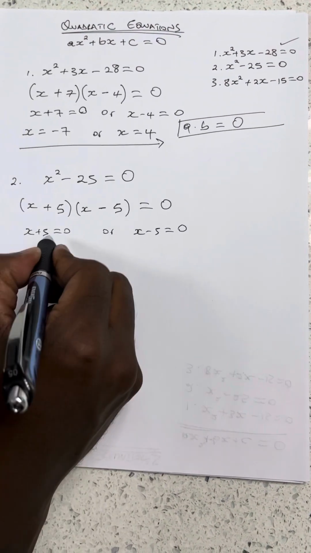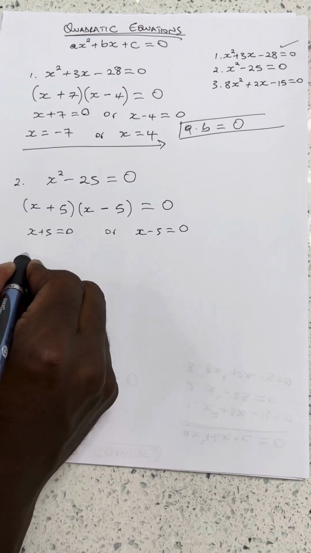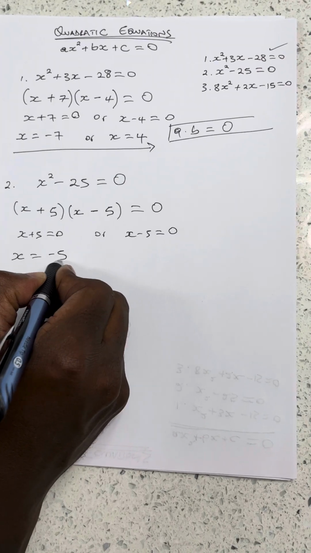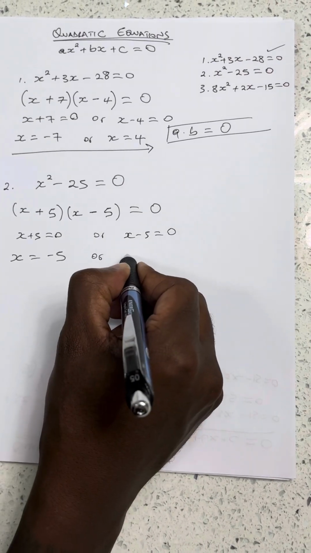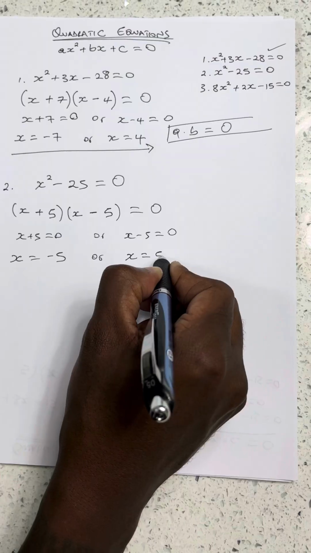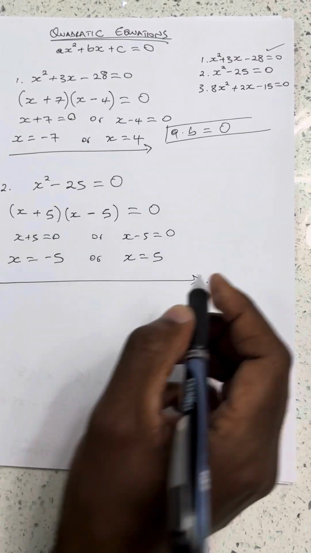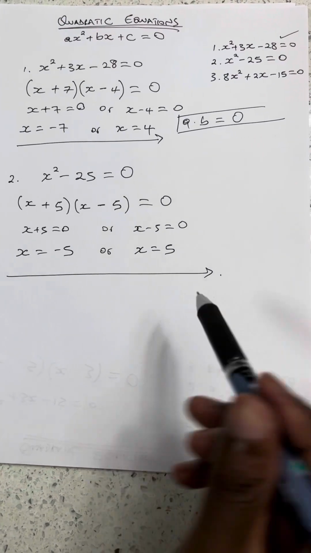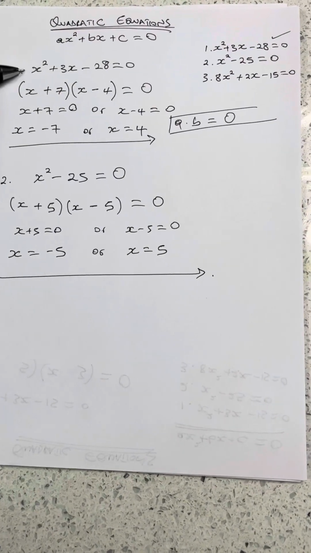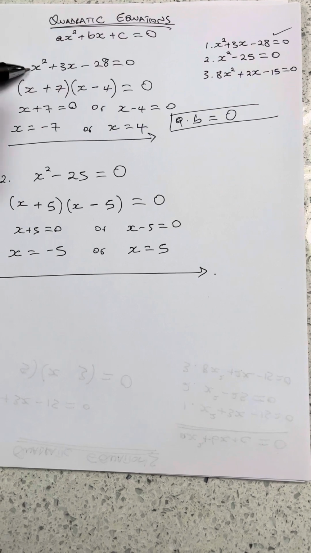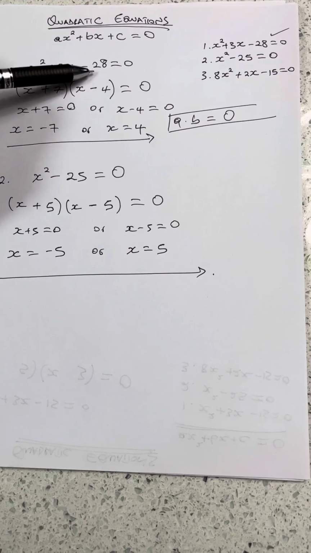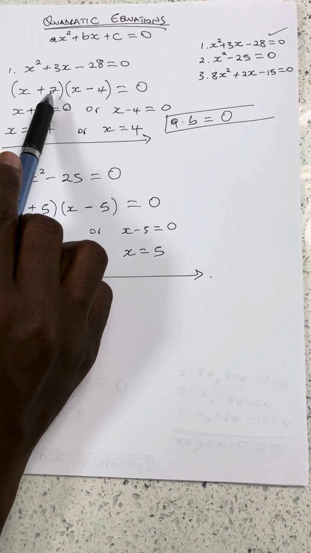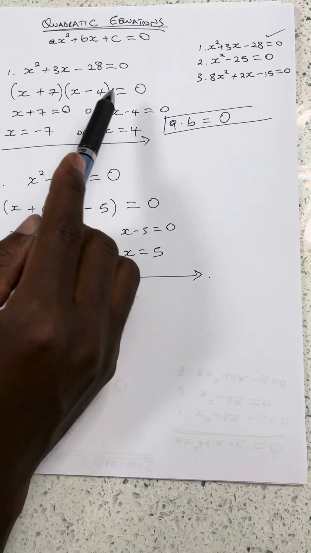This step is usually not worth any marks. I'm just writing it down so you can understand. So x is equal to negative 5, or x is equal to 5. That is how you solve a quadratic equation in an exam. It is much easier when the leading coefficient is 1, because we can always look for factors of 28 which, when you subtract them, give you 3. That's why we had a 4 and a 7.